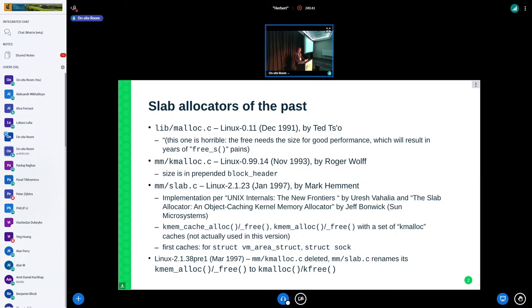And then in 1997, we had the first real slab allocator. That means it allocates classes of objects and not just anonymously sized pieces of memory. The first users were from the memory management itself, the vm_area_struct, and from networking, the sock struct. And it provided wrappers for kmalloc, which were not initially used, so kmalloc was still using the other allocators, but a few months later the old one was deleted and slab started providing the kmalloc caches as it does until today.